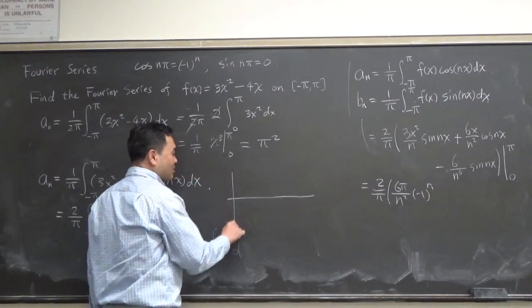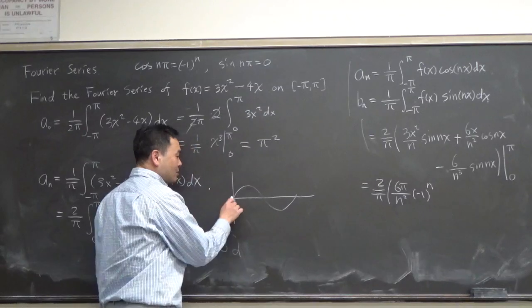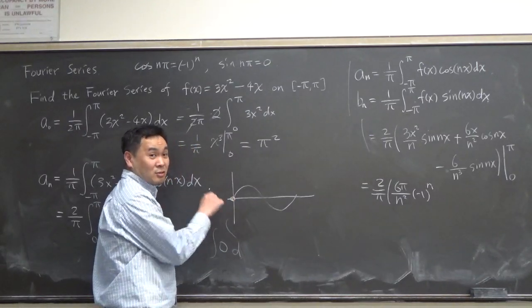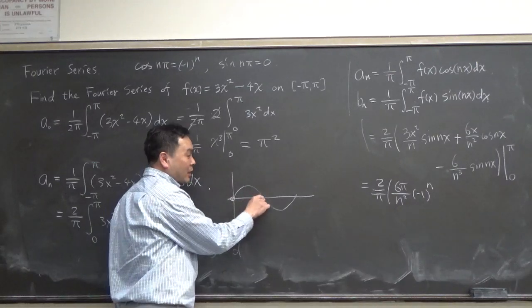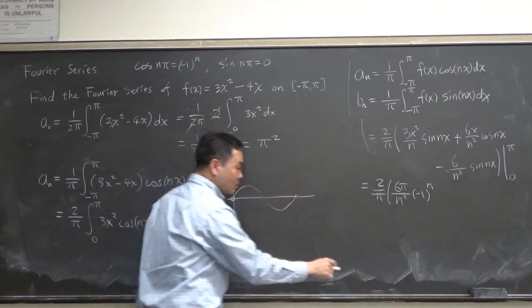You guys are not fast enough. Here's the sine graph, okay? Sine 0 is? 0. Just remember this graph, okay? Sine 0 is 0, sine pi is 0, sine 2 pi is 0, okay?